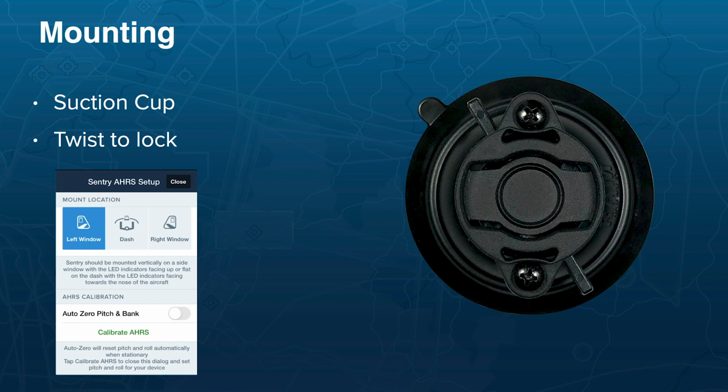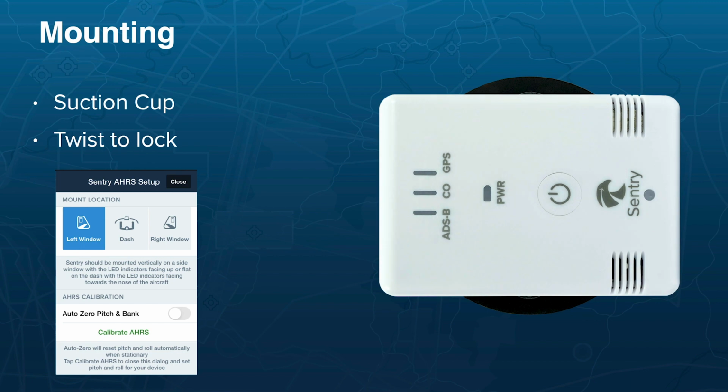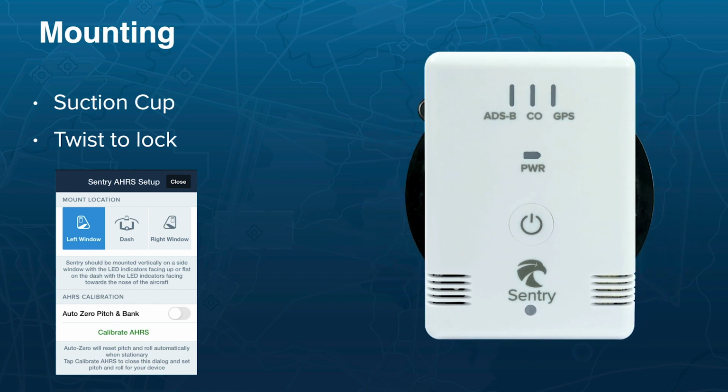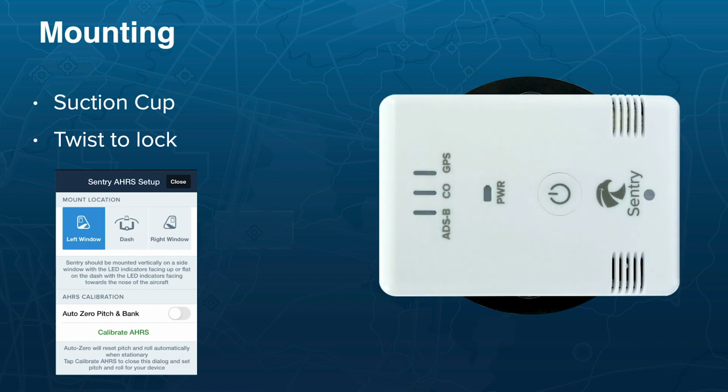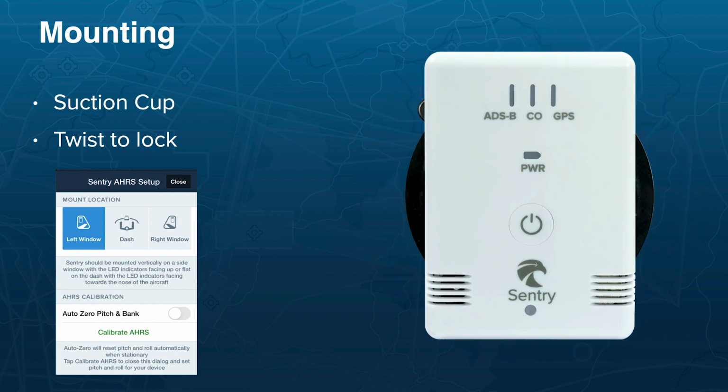So when you get a Sentry or a Sentry Mini, you'll get this RAM suction cup mount here. And then there's a quick release locking nut, essentially, that will mount the device into the suction cup. And all you do is turn it clockwise, and that will lock it in place, and it will be on there rock solid. So mounting is important to an ADS-B and GPS receiver, and it's important to AHRS. When you first set up the device, it will ask you where you are mounting it: the left window, the dash, or the right window?